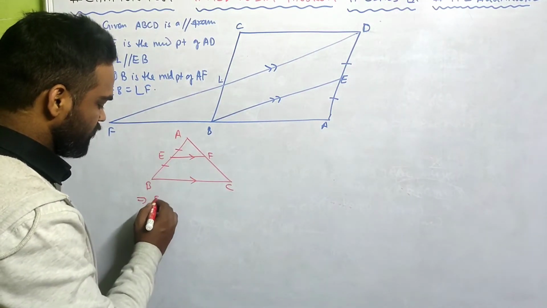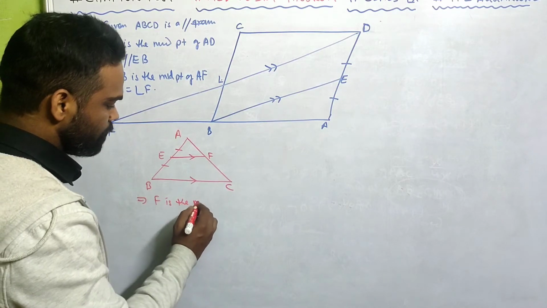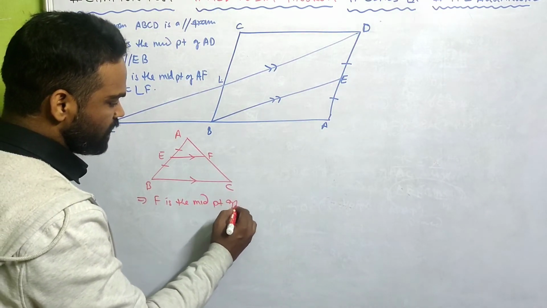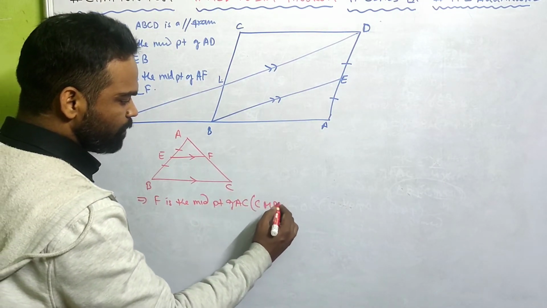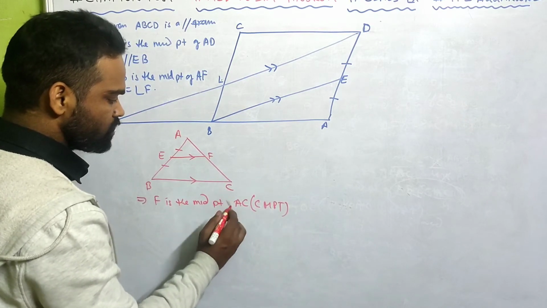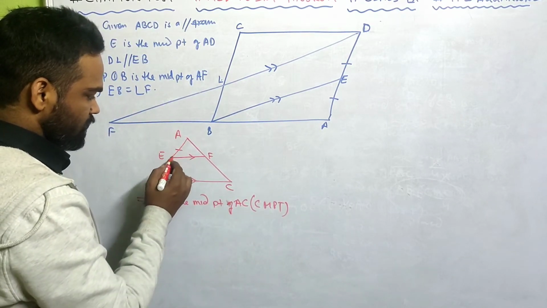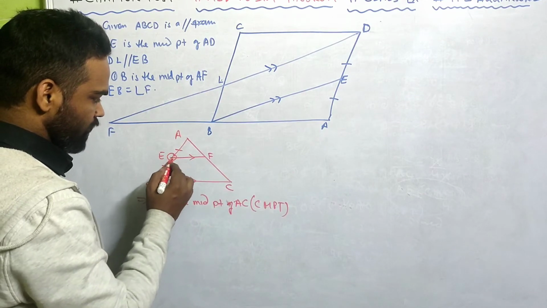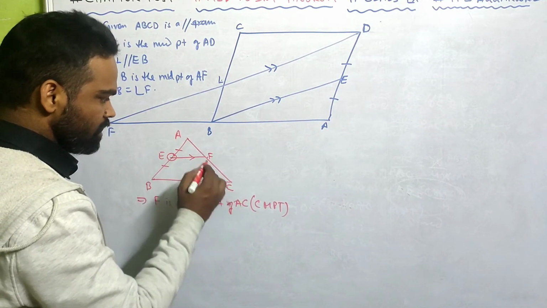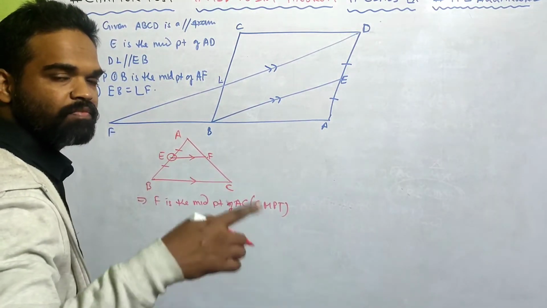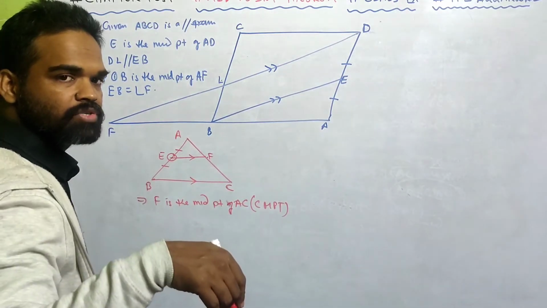We can conclude that F is the midpoint of AC. Remember, converse of midpoint theorem? Yes or no? If AE equals EB, E is the midpoint and EF is parallel to BC, then F is also the midpoint of AC. That's the converse of the midpoint theorem.